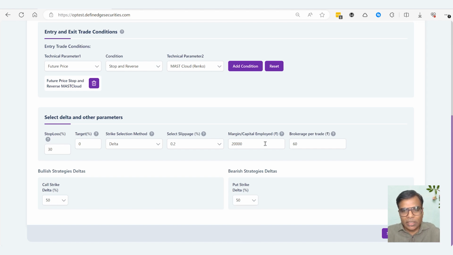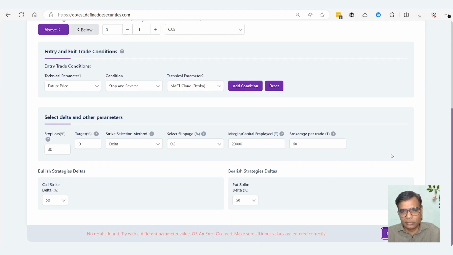But the margin employed is 20,000. See, that's the margin, or the capital required to buy a call option or buy a put option. And the brokerage is around 60 rupees for entry and exit of one particular leg. So now let's backtest and see what results we get.